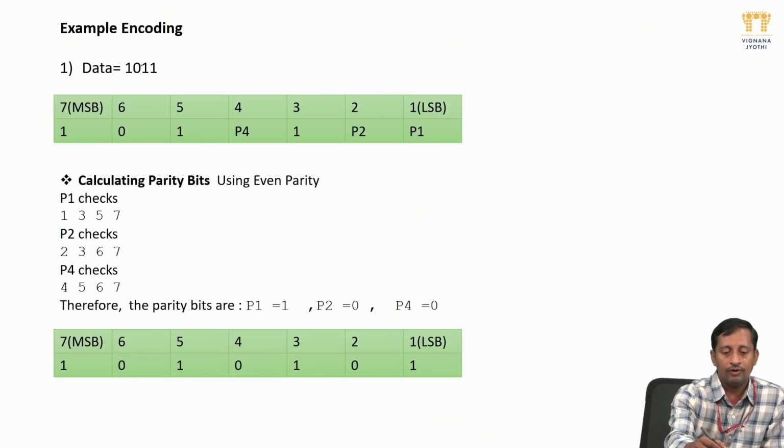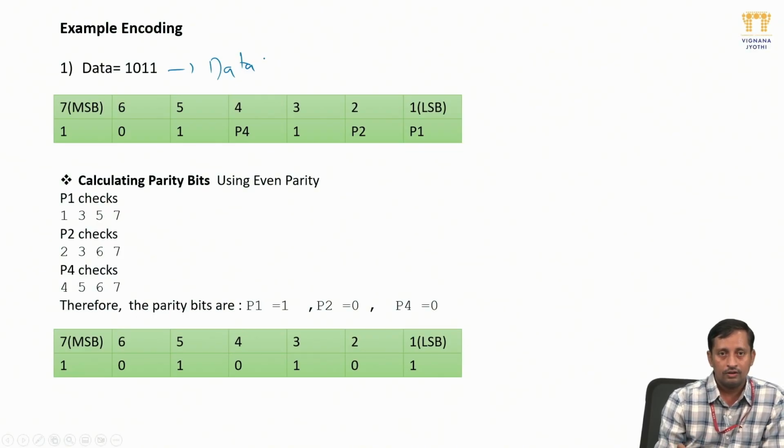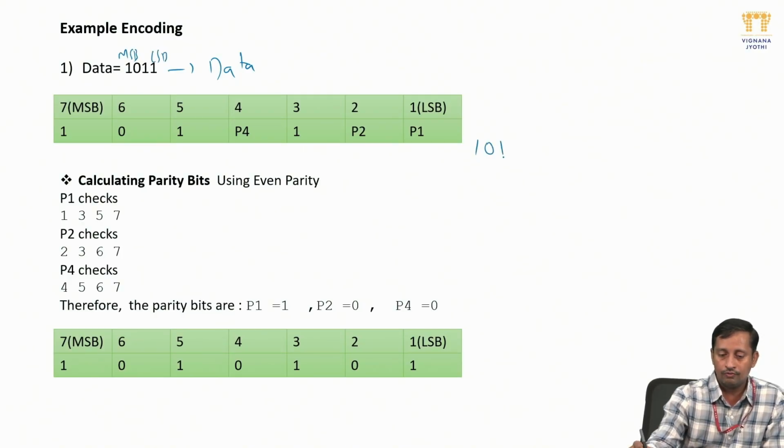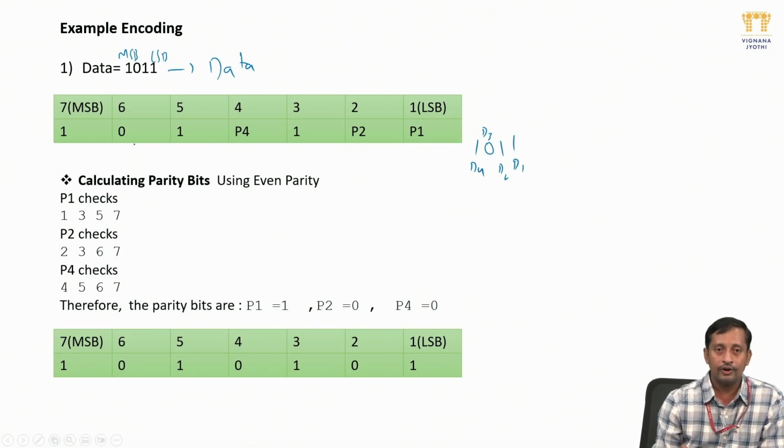See, here is the data 1011. This is the data which is supposed to be transmitted to the receiver, to which I need to add parity bits. So the positions are P1, P2, and the third position is 1. It starts from LSB to MSB. So 1011. This is your D1, D2, D3 and D4. And the parity bits. Now we need to find the values of parity bits, that is P1, P2, P4.